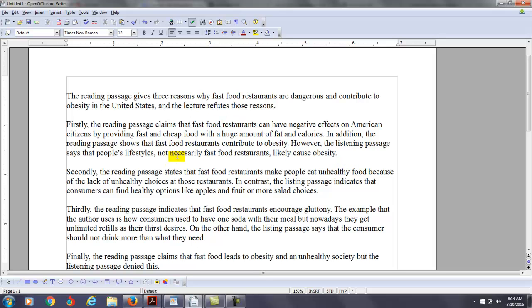So secondly, the reading passage states that fast food restaurants make people eat unhealthy food because of the lack of unhealthy choices at those restaurants. The listening passage indicates that consumers can find healthy options like apples and fruit or more salad choices.